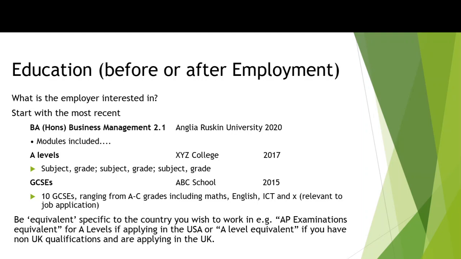If you're applying for a job or studying abroad, for example in America, you may wish to change A levels to their equivalent. So for example, AP examination equivalent, and then list your A levels. If on the other hand you are applying to a UK business and you have qualifications from abroad, you might need to put A level equivalent and then state what your equivalent was that you gained.